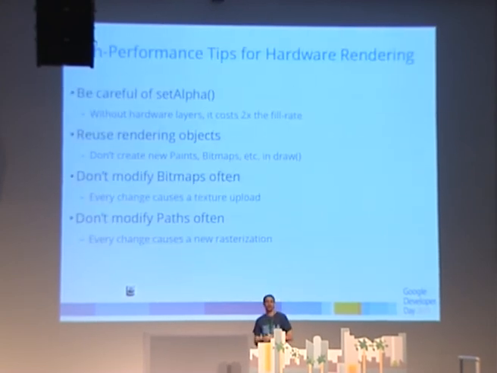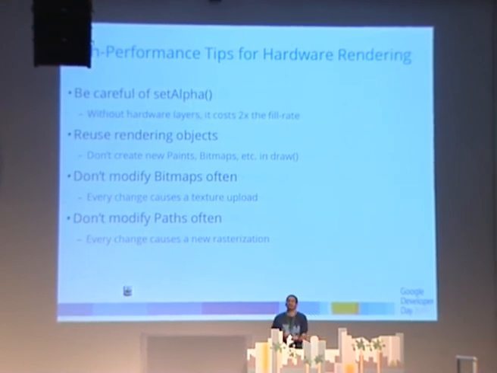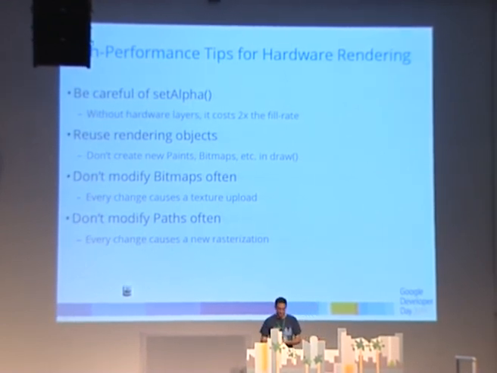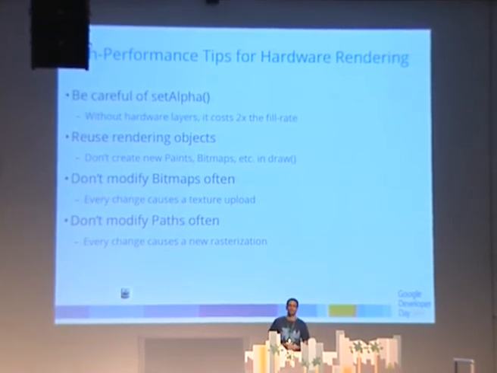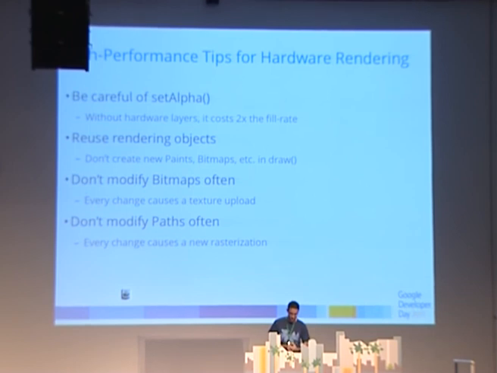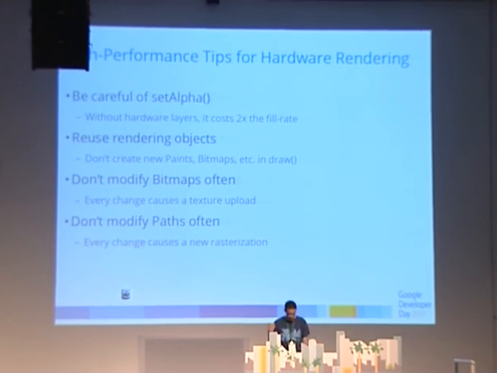So when hardware rendering, a couple of things to be careful of. If you're not using hardware layers, set alpha is really expensive. 2 times the fill rate. If you're on a hardware layer and your GPU supports alpha, you've got no problems at all. Reuse the objects. Again, common sense things, right? If you've loaded the bitmaps, don't change them, and don't change the paths too often.